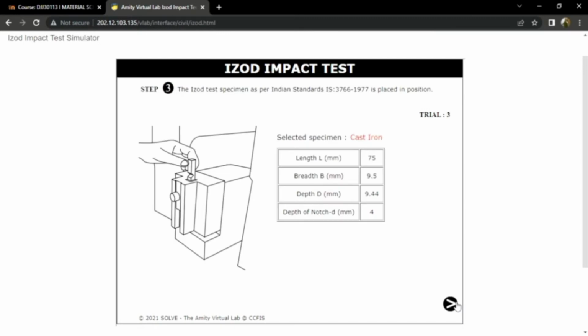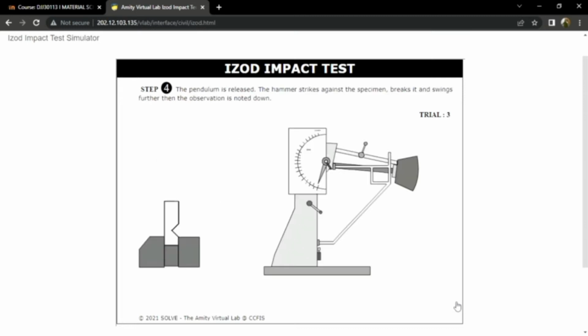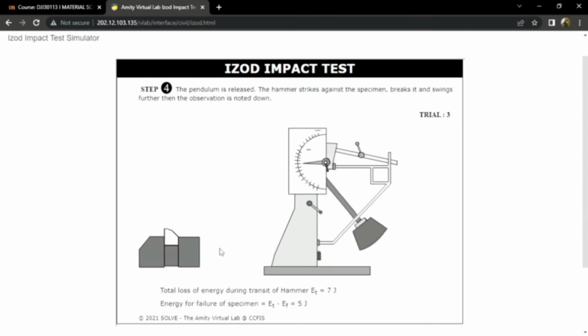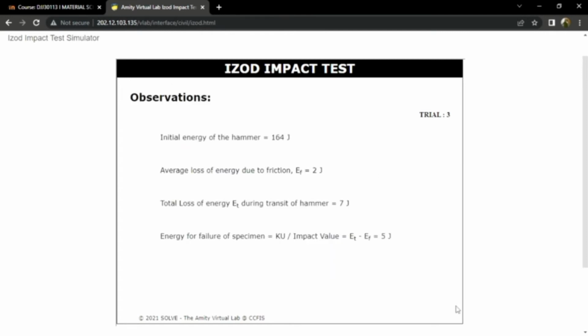And then for trial 3, we will use the same cast iron, which is 75 length, breadth B is 9.5, depth D is 9.44, and depth of notch D is 4. And then we release the pendulum again. The hammer strikes against the specimen, breaks it and swings further, then the observation is noted down. So here we will see that total loss of energy during transit of hammer, ET, equals 7 J, and then energy of failure of specimen is ET minus EF equals 5 J.